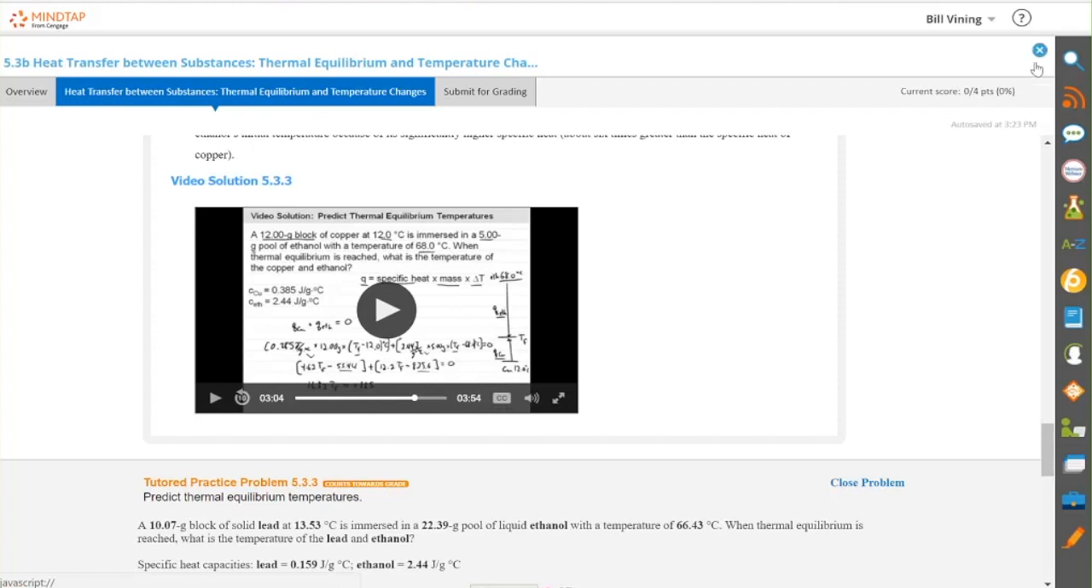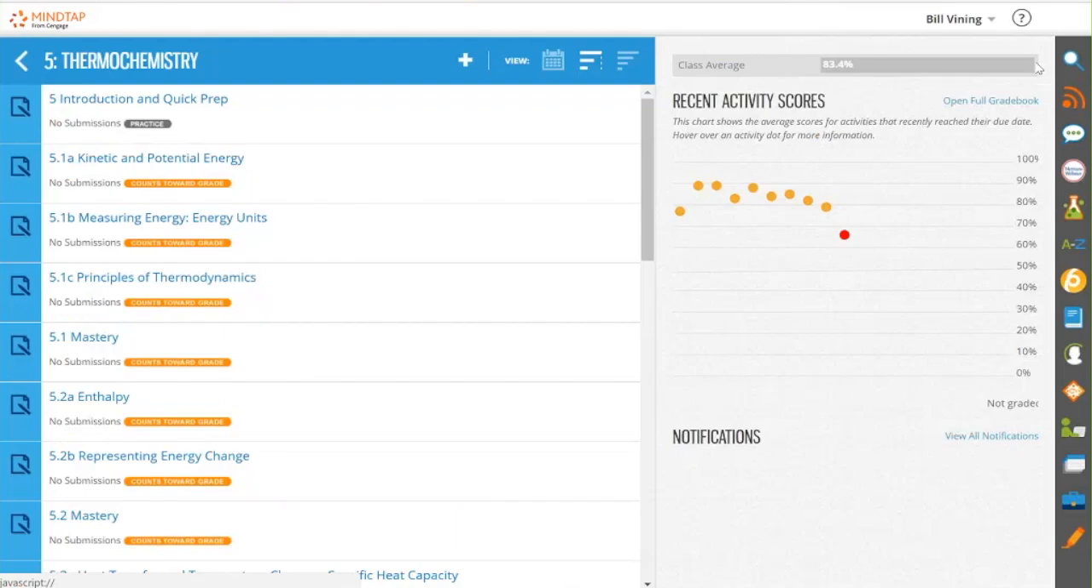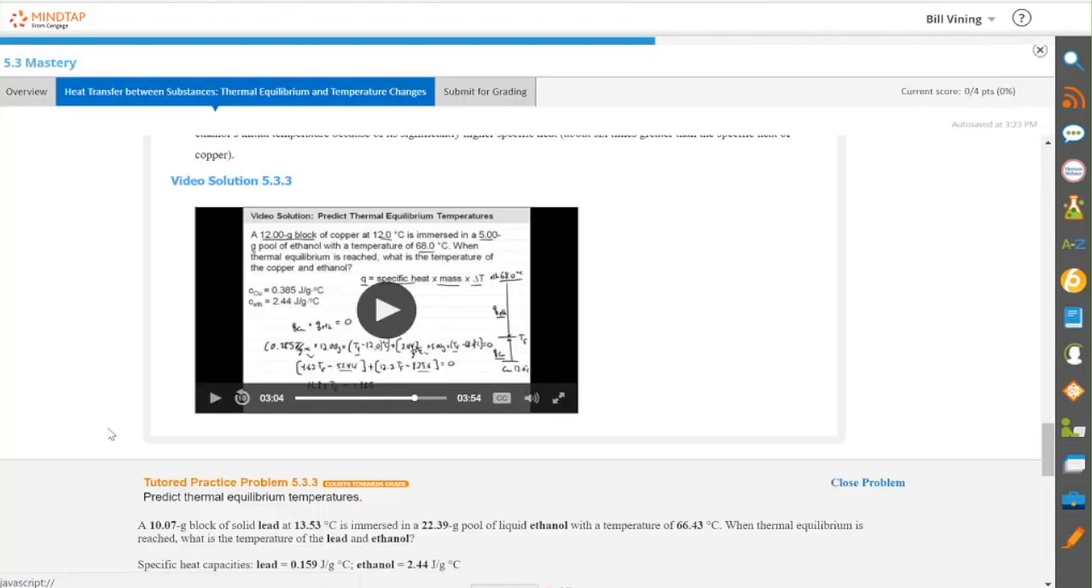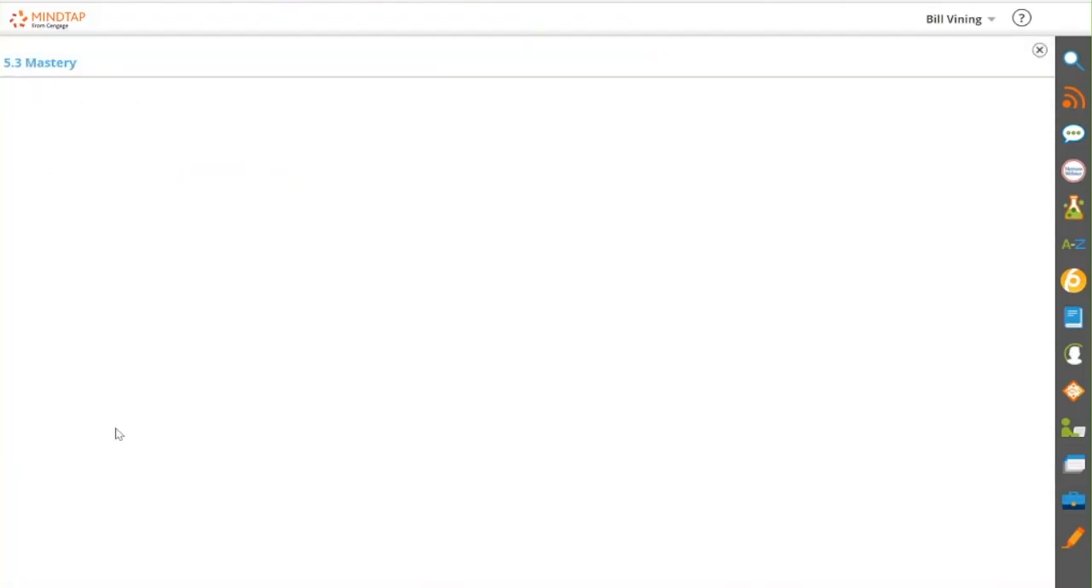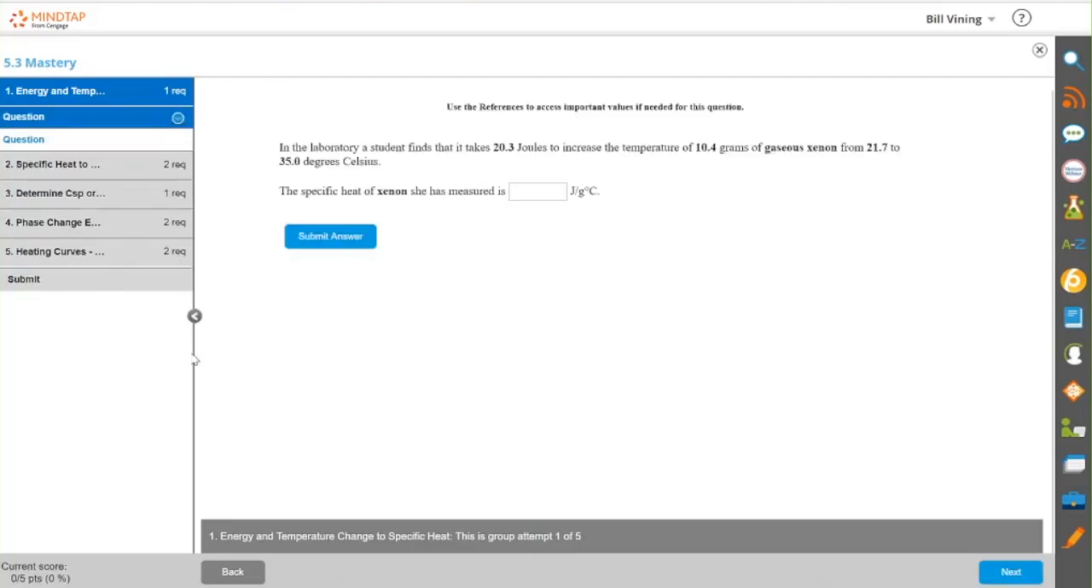So the students go through, they do their reading assignments. For section 5.3, they'll do heat transfer and specific heat capacity, where they learn about just specific heat capacity. They learn about heat transfer between substances, and they learn about changes of state and heating curves. When they're done with that, they have a set of homework on that section, and we call that a mastery assignment. The mastery assignment is composed of a series of mastery groups, where each mastery group is questioning about a particular topic. The students are given in each mastery group some number of questions and given some number they have to get right in that set.